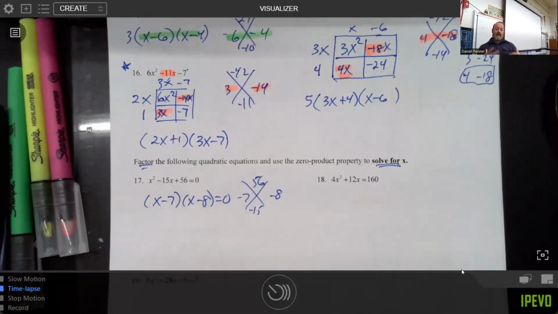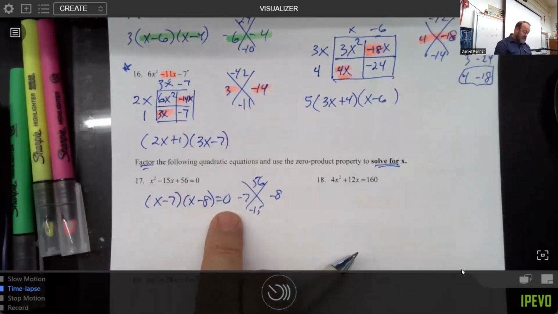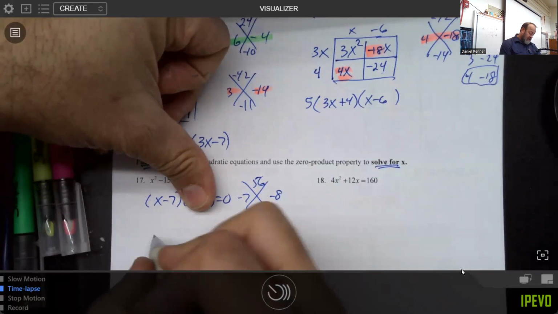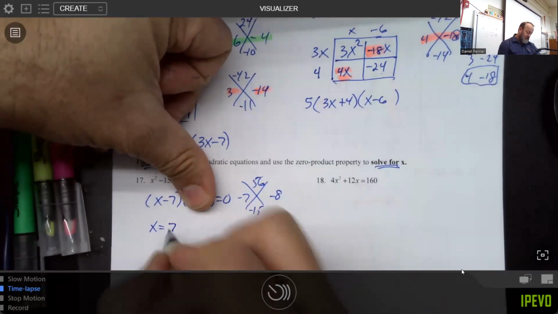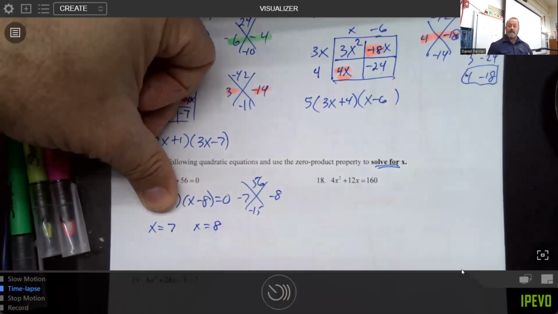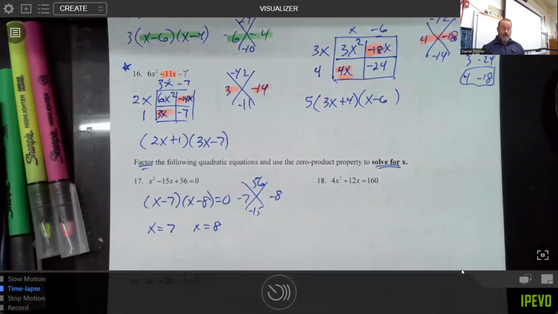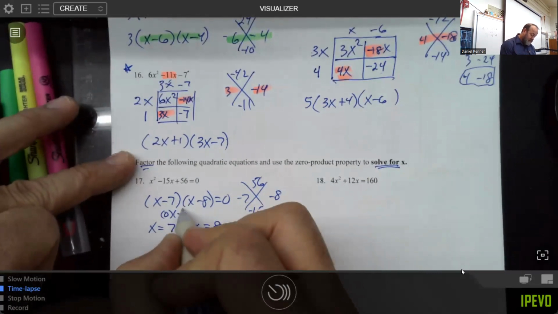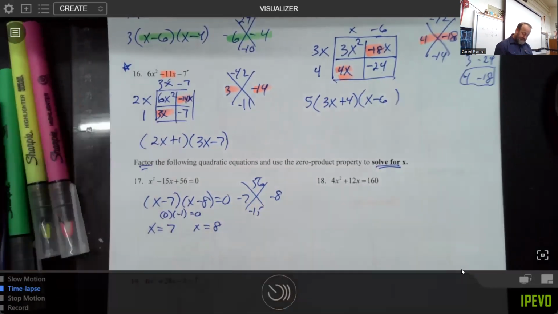And the zero product property says the only way that this product can be 0 is if one of these pieces is 0. So if I wanted this piece to be 0, I would need x to be 7. If I wanted this piece to be 0, I would need x to be 8. And keep in mind, if I plugged in either one of those, I would get 0. Because 7 minus 7 is 0. 7 minus 8 is -1, and 0 times -1 would in fact be 0.